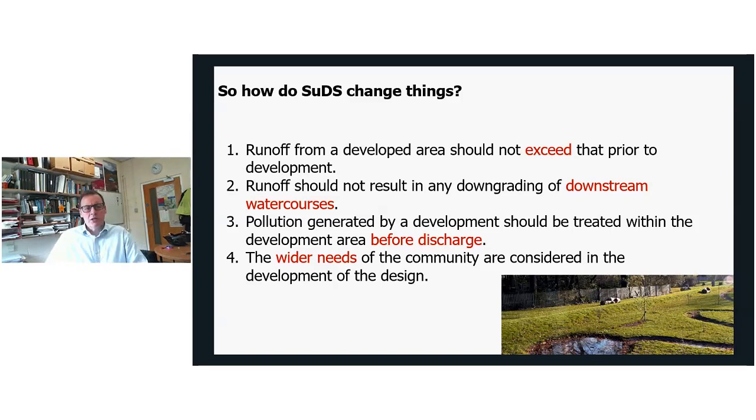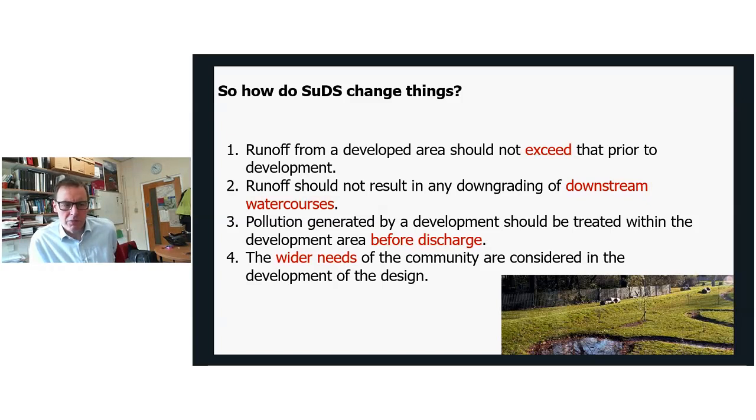So how does SUDS change things? There's just these 4 basic rules, I guess. Runoff from a developed area should not exceed that prior to development. So that's about determining that greenfield runoff rate curve for your development, or the peak flow and volumes, and ensuring the new development doesn't exceed that. So it's about designing your new development so that it tries to replicate as much as possible that greenfield runoff situation. Runoff should not result in any downgrading of the downstream watercourse.